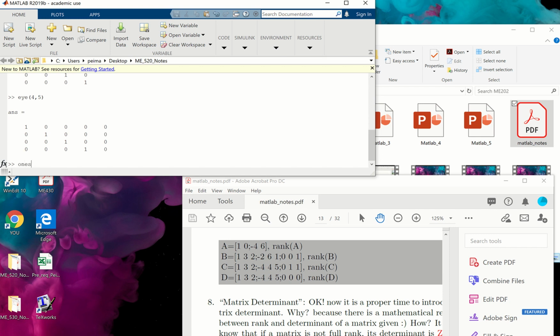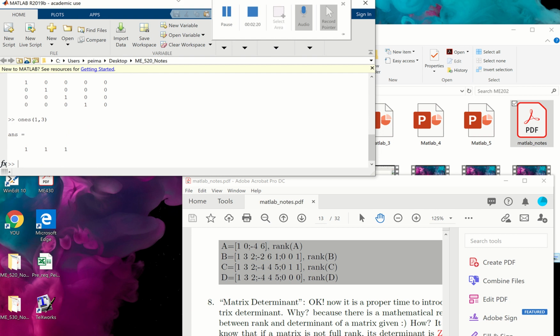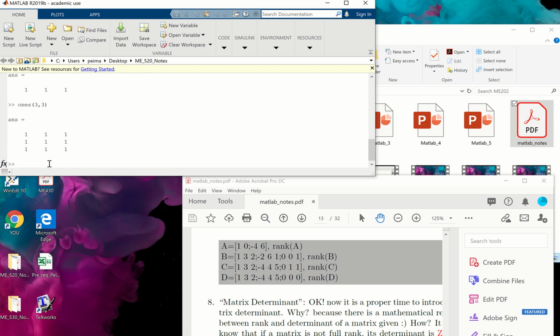Another command that I want you to know is ones. As its name implies, it gives you ones, for example, here 1 row and 3 columns. As you can see, it can be written like this. You can make it a matrix at the same time, so you can say 3 and 3, right? This is a matrix where all entries are 1. So you can use this in the manipulation of matrices.